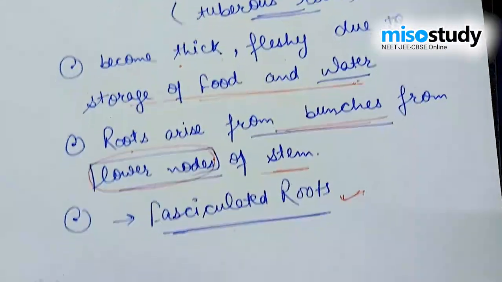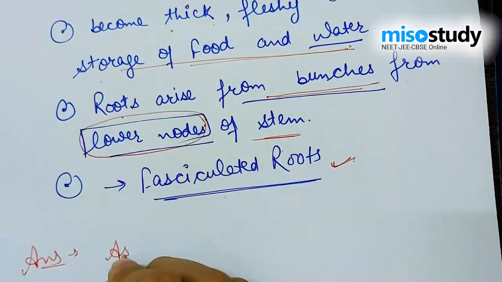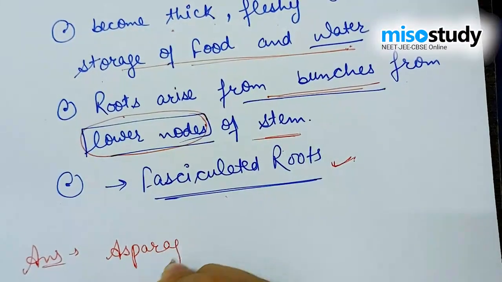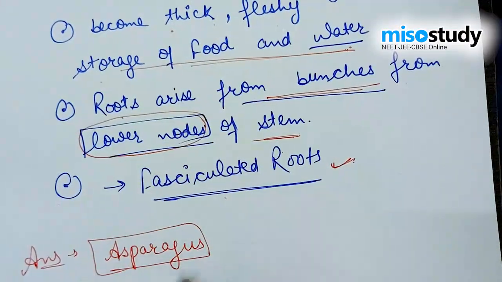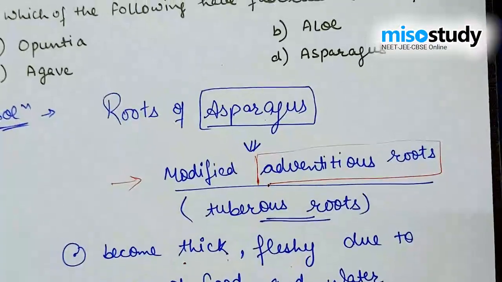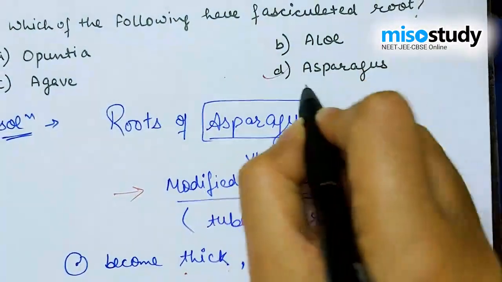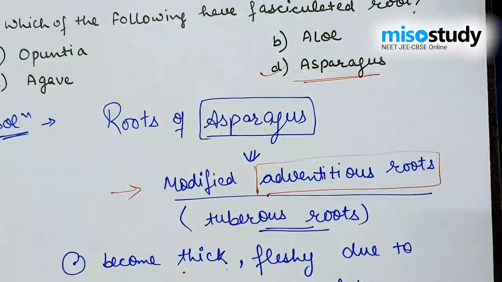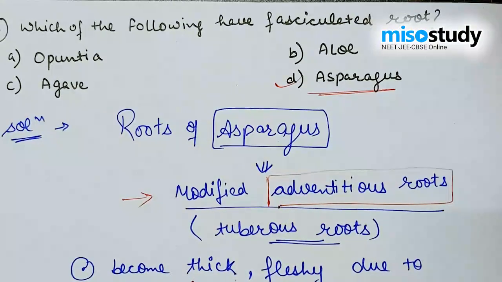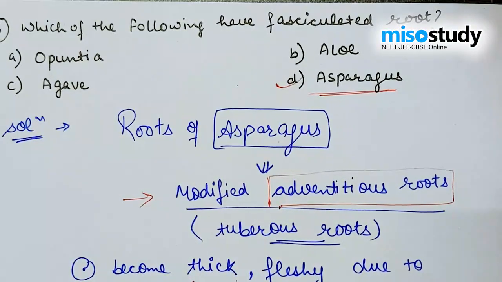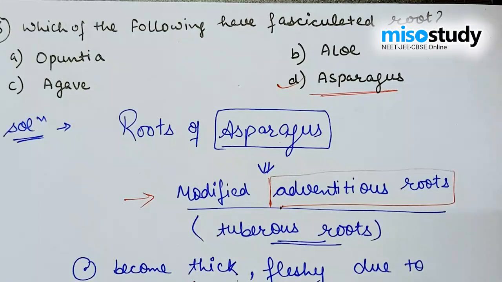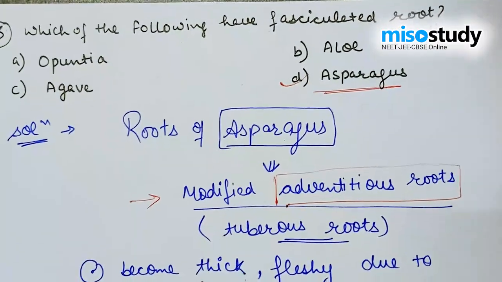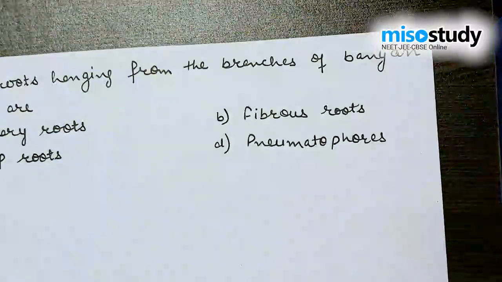So the right answer for the question is asparagus. According to the discussion, let's take the right one. Here option D, asparagus, is the right one in this case, which possesses the fasciculated roots. Let's move on to the next question.